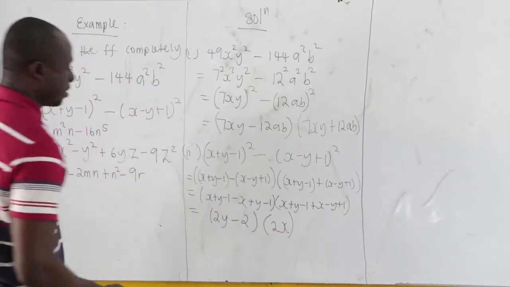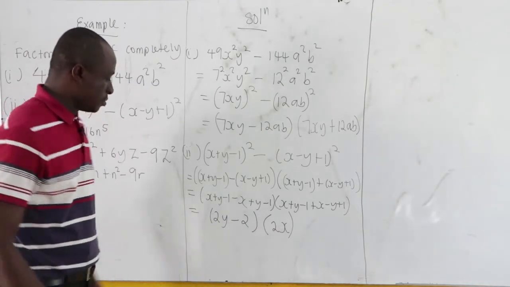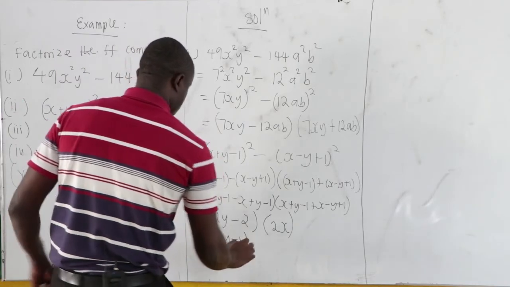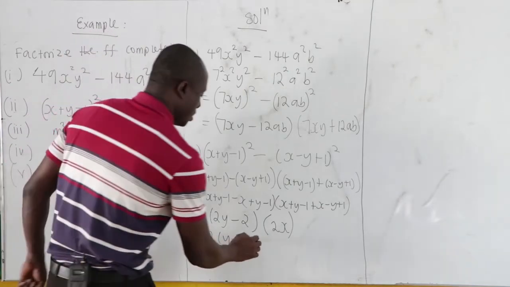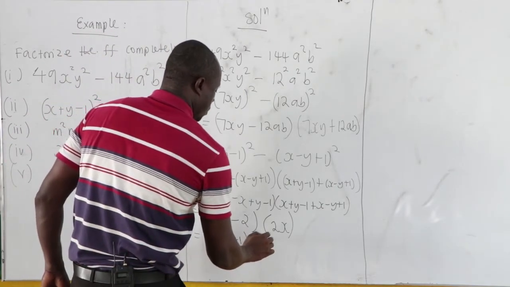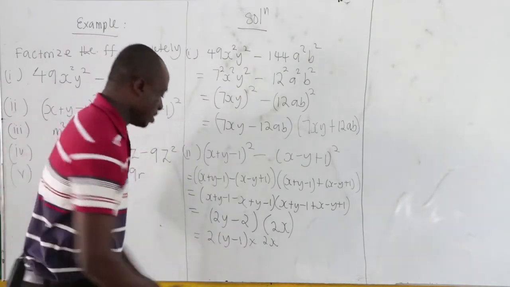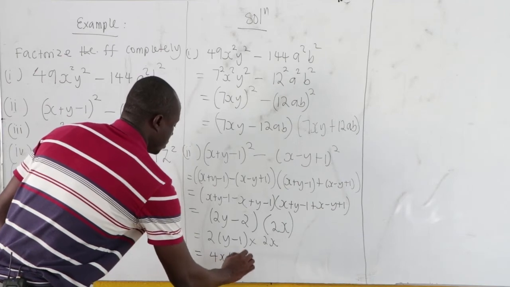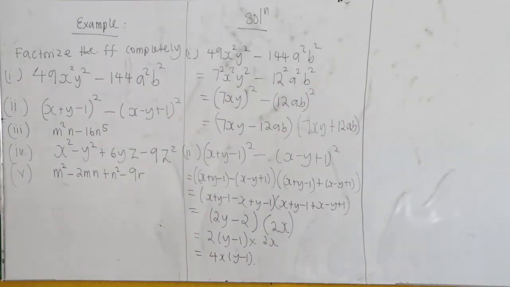We are going to factorize completely. Now here you can see there's 2, 2 being common. So here we can bring 2 out, y minus 1. This time this, 2y, this time this, that. And then here too, we already have 2x. Now let's see, 2 times 2, that's 4. So you can have 4x(y minus 1). And this, we have factorized it completely.